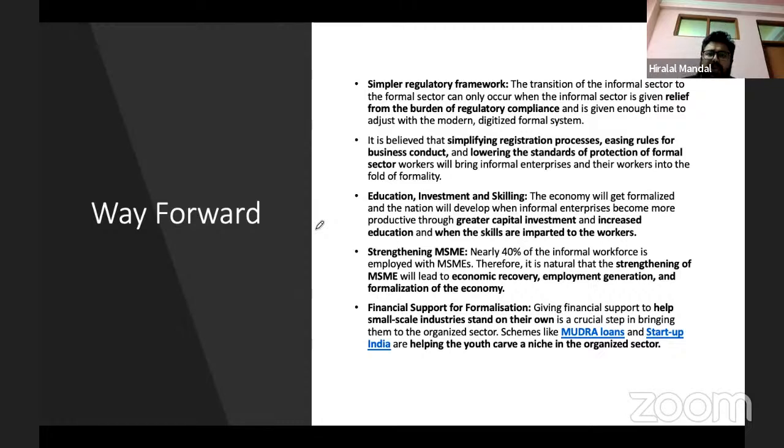We need to do both things. One is incentivization, the second is penalization.